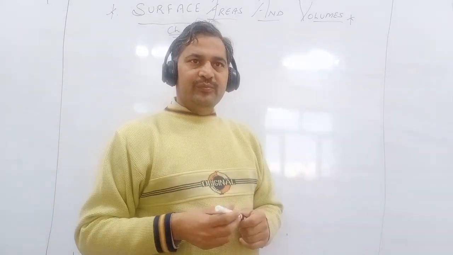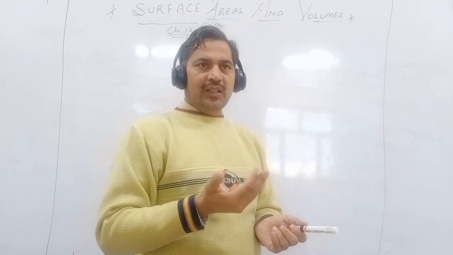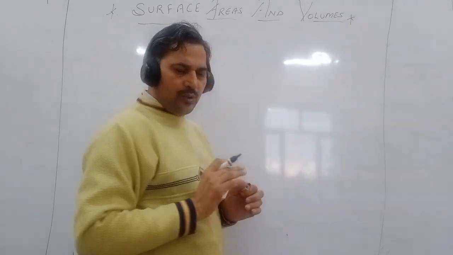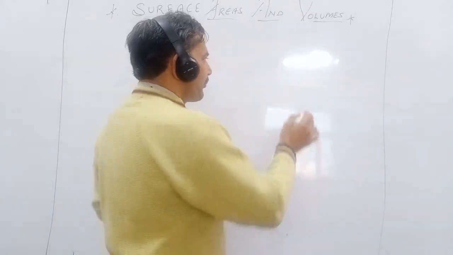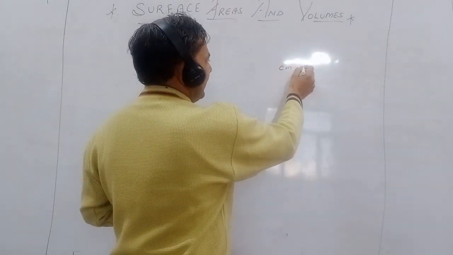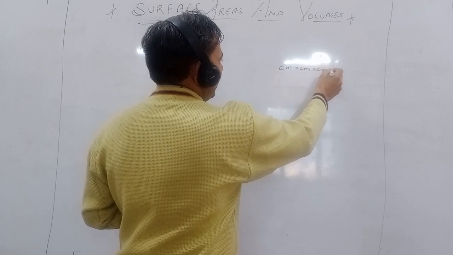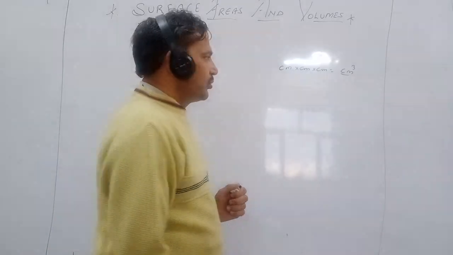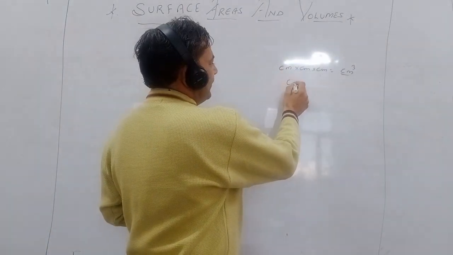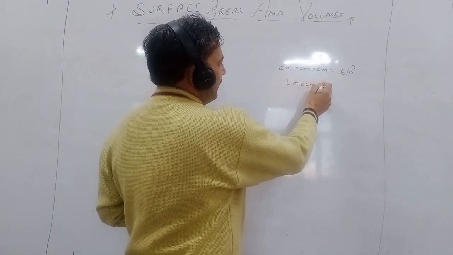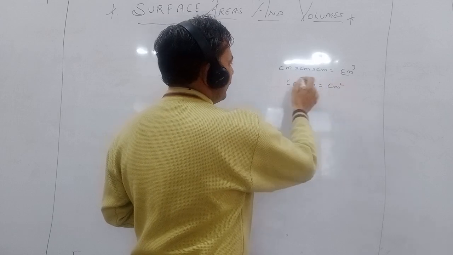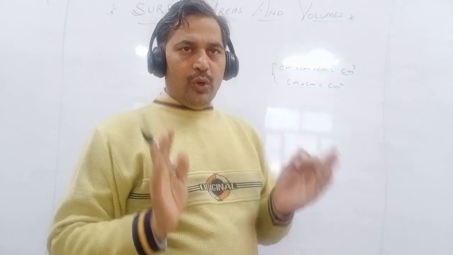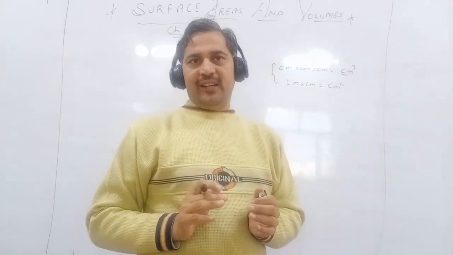Volume always has three units: length, breadth, and height. Centimeter or simply meter, no need to cram it. Suppose centimeter into centimeter into centimeter, so it comes centimeter cube. So it is volume. Area is centimeter into centimeter, so centimeter square. First you must know the difference between volume and area.